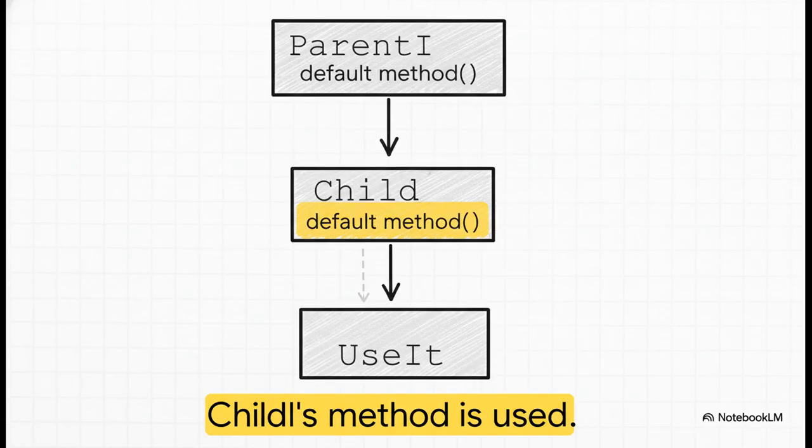All right, rule number 2. The most specific interface wins. This comes up when you have interfaces that extend other interfaces. If a child interface overrides a default method from its parent interface, the child's version, the more specific one, is always chosen. Java just picks the one that's closer in the family tree.